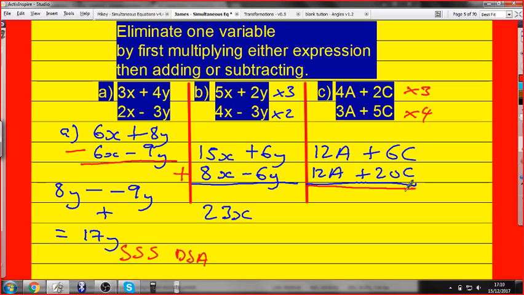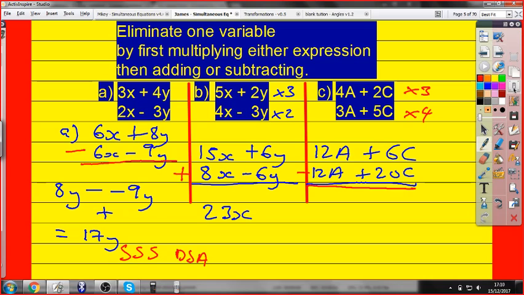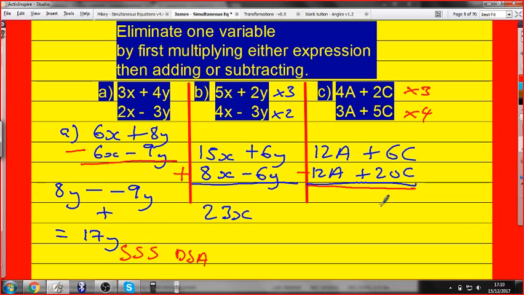Yeah, so then since it's the same sign, you subtract. So you'd have to do 12a minus 12a. So basically, you'd be left with 14c. That is 20 minus 6. This is 6 minus 20. Minus 14c. That's it. Minus 14c. Okay, any questions there?